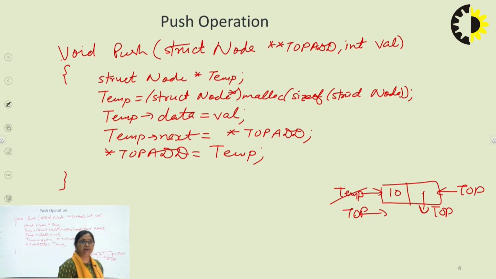We created a node, we put the value in that. Okay, then its next is taken as the last top element, and then this has been formed as the top element. This is the push operation.